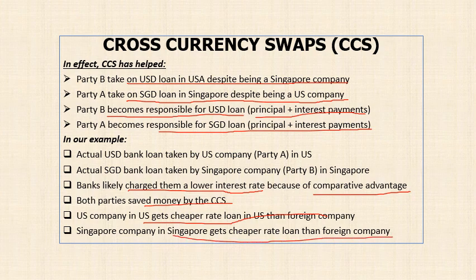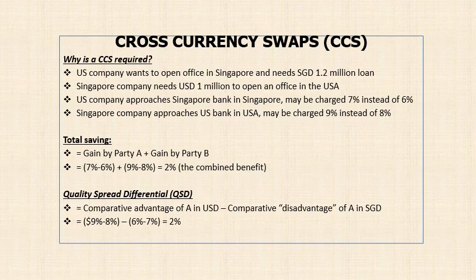For example, imagine that the US company wants to open an office in Singapore and needs Singapore dollar 1.2 million for the purpose, and the Singapore company needs US dollar 1 million to open an office in the USA. If the US company approaches a Singapore bank directly, it may be charged 7% interest instead of 6%. And if the Singapore company approaches a US bank directly in US, it may be charged 9% interest rate instead of 8%. This is the comparative advantage principle at work in this context. Together, the two parties save 1% each, a total of 2%. This is the combined benefit.